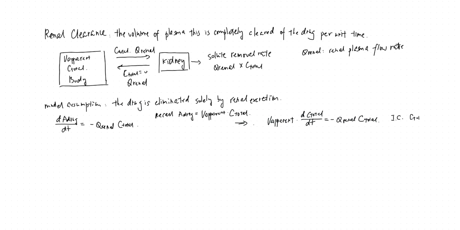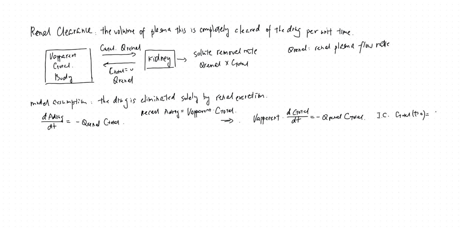So we need one initial condition, which is C total at t equal to 0 equals C total not. So this is a symbol for the initial condition.